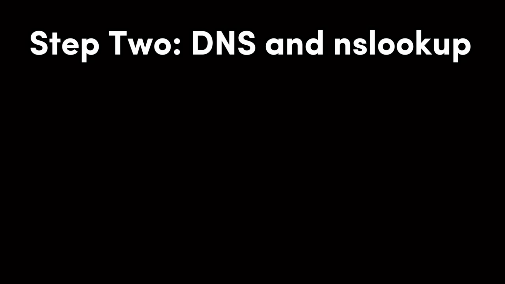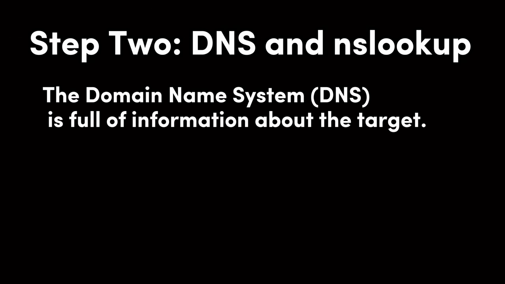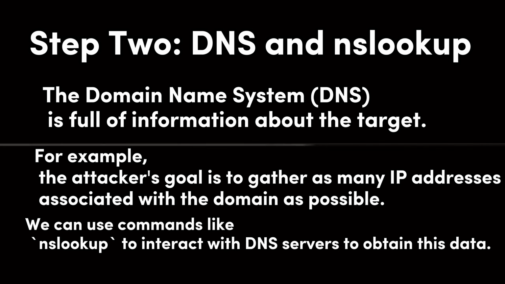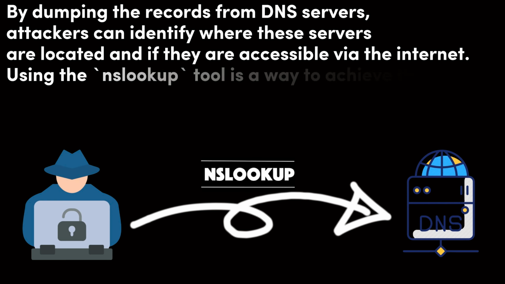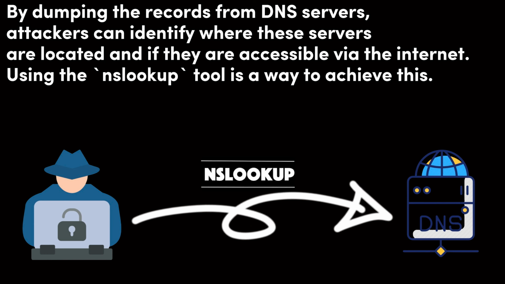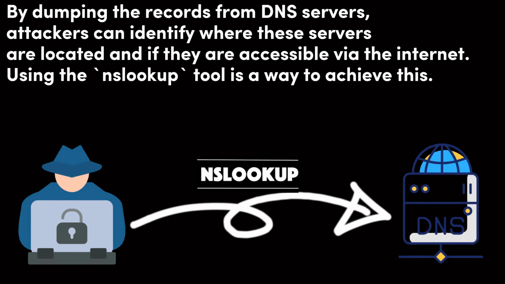Step 2. DNS and nslookup. The domain name system, DNS, is full of information about the target. For example, the attacker's goal is to gather as many IP addresses associated with the domain as possible. We can use commands like nslookup to interact with DNS servers to obtain this data. Tools: dig and nslookup. By dumping the records from DNS servers, attackers can identify where these servers are located and if they are accessible via the internet. Using the nslookup tool is a way to achieve this.